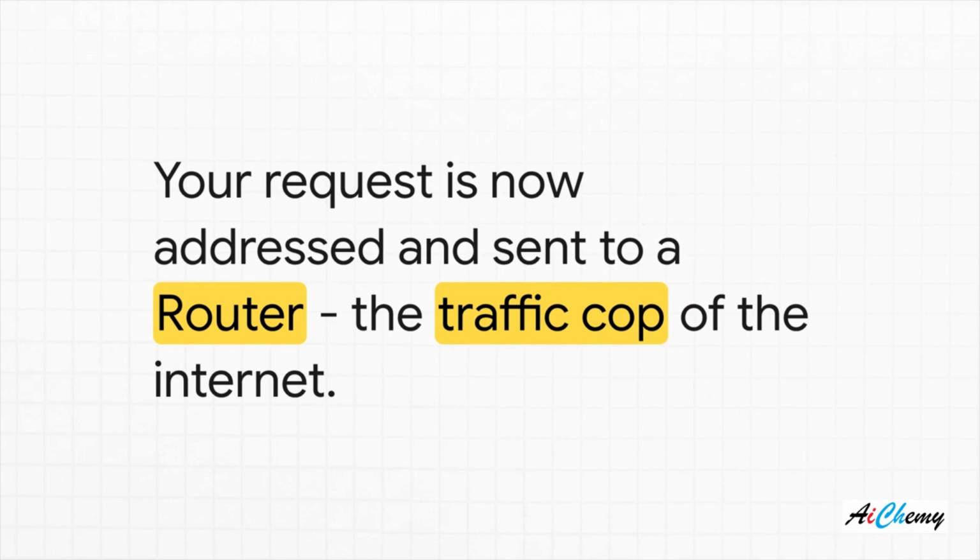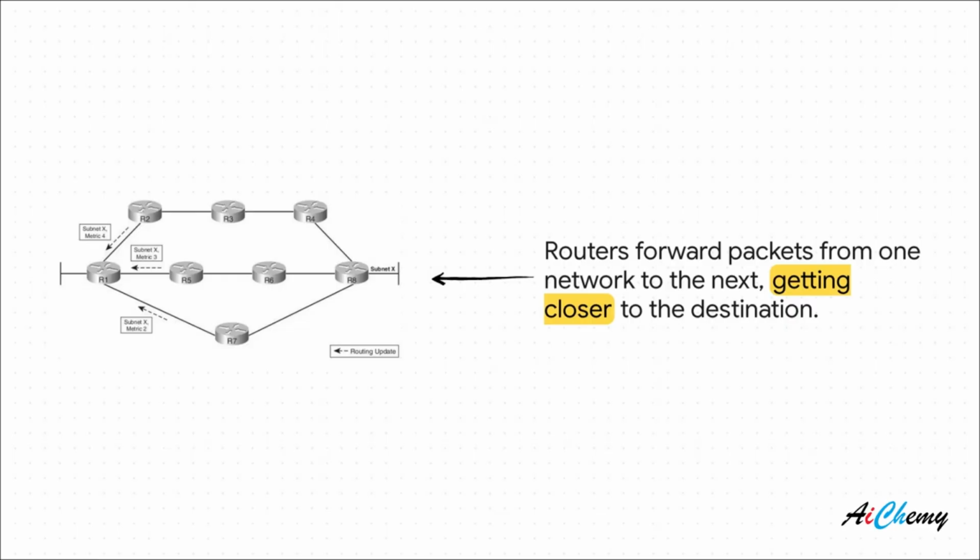Okay, so thanks to DNS, our data packet now has the correct IP address. It's been properly addressed and stamped. Now it's time to hand it off to the real workhorses of the internet, routers. Think of them as the traffic cops, directing packets and telling them exactly which way to go next. Now here's the crazy part. No single router knows the entire path. Instead, it's this massive team effort.